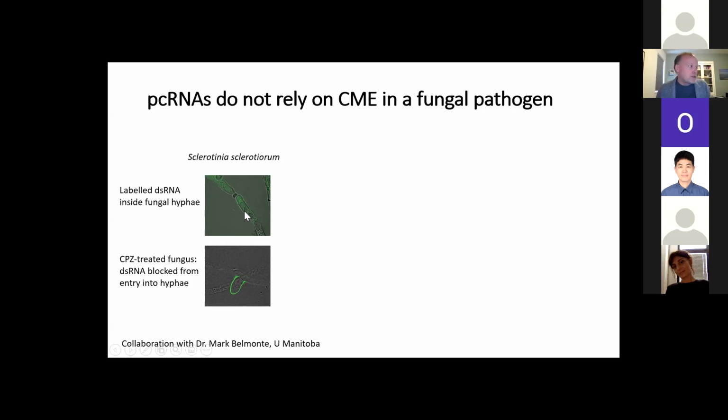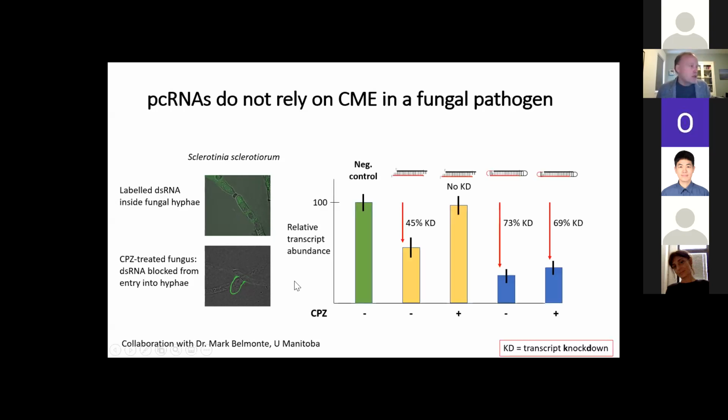And what we could see was that we could label the double-stranded RNAs to accumulate within the hyphae. But when you treated these fungal cells with chlorpromazine, you would see that there would be restriction of the double-stranded RNA outside the hyphae. It was not entering the cells.